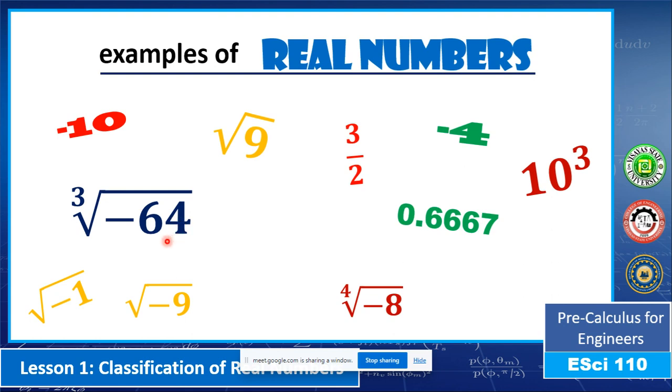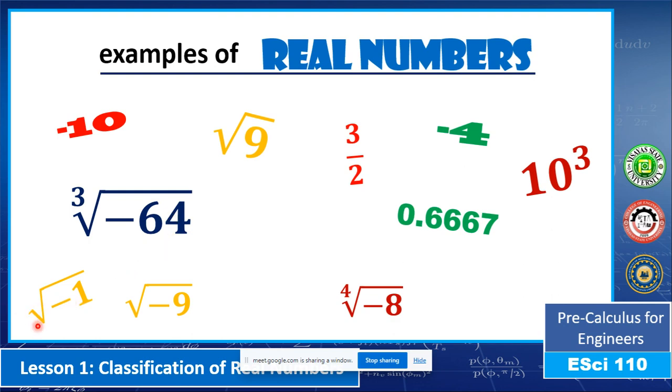Okay, some say -8, others say -4. So yes, it's -4, because the cube root of -64 is -4. Does it have any other values? Can we have a +4 for this one? Yes or no? So no. For the cube root, we only have one value.